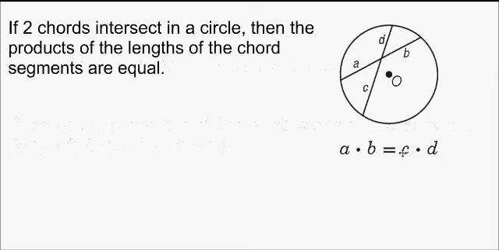If two chords intersect in a circle, then the products of the lengths of the chord segments are equal. So you can say, and it's written right here for you, if we've labeled the different parts of the chord A, B, C, D, A times B equals C times D. A and B go together because they're on the same chord, and C and D go together because they're on the same chord. So same chord, same side of the equation.